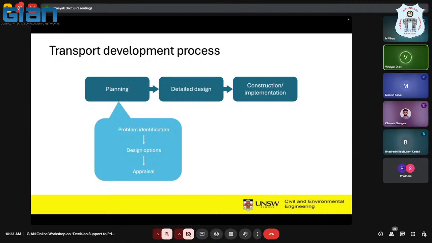Any questions so far on this? So that is fundamentally what happens from a transport development perspective.